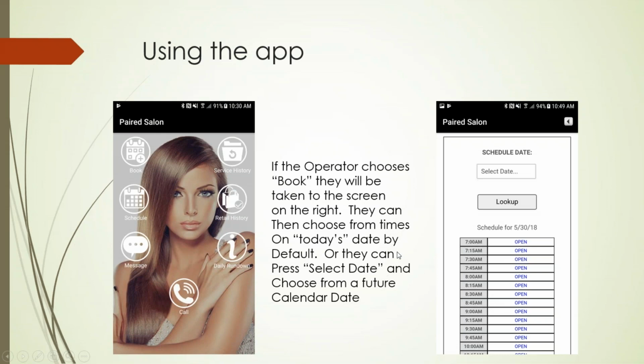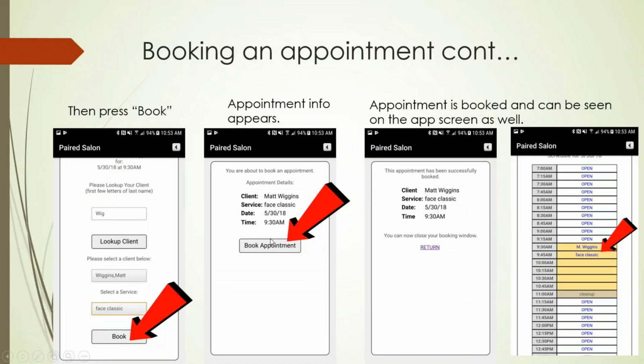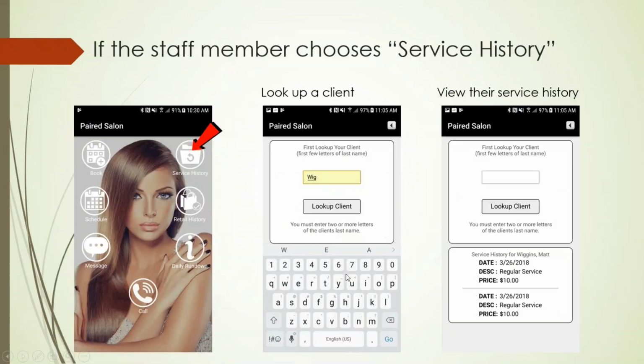Once a staff member clicks on an open slot, they'll be asked to look up a customer. They'll choose a customer, and then they'll be able to choose from a list of services that they provide. They will then be able to book the appointment. The appointment will not only appear on their smartphone, it will also appear right on your Transcend software in the appointment book with the word web next to it so that you know that it was booked online.